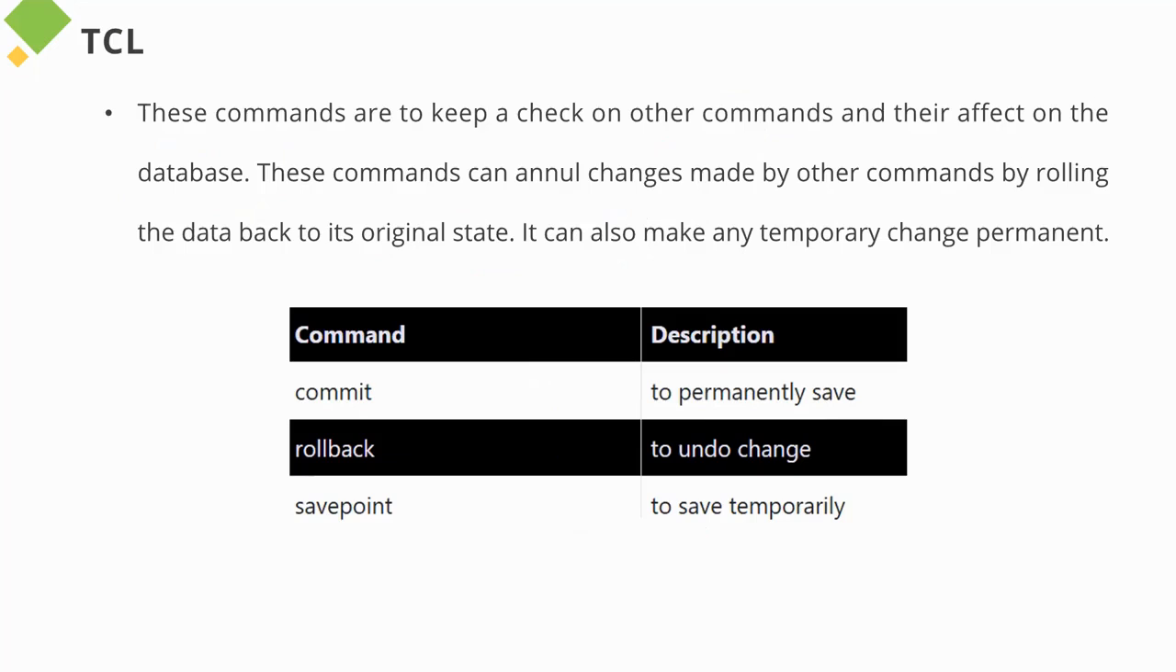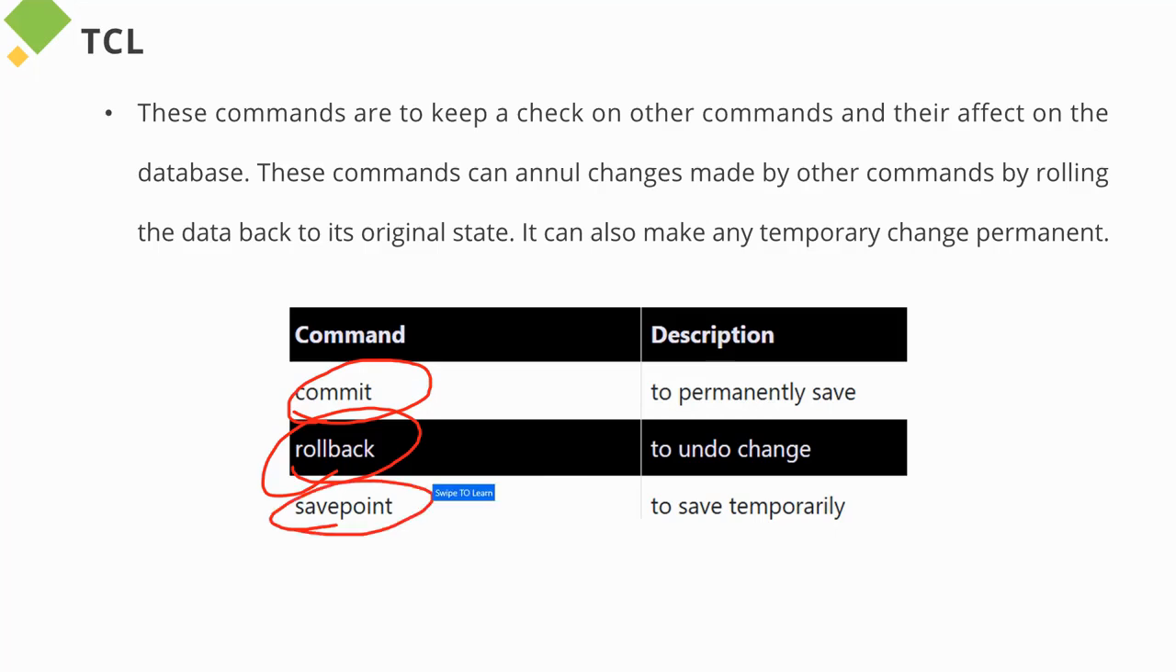Now for the TCL, transaction control language. These are the commands which affect the database changes, either bringing them back to the original state, or making temporary changes permanent. Commit is used to save the changes. Whatever operations you have performed, when you run the commit command, it saves all the changes you have made. Rollback we have already discussed previously. Whenever you perform some changes and you don't want them to stay permanently in your database, you can roll back, that is, undo the changes.